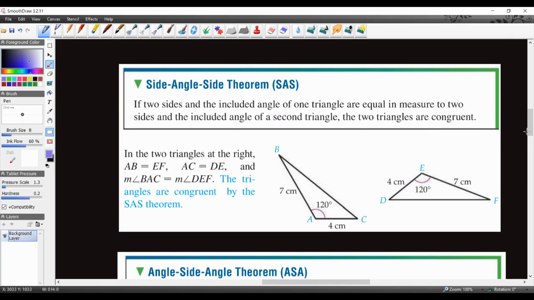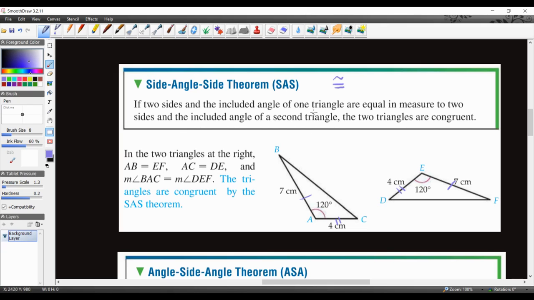Side angle side. So this one, again, not to be confused with the one before, is a congruence postulate where the sides are exactly the same. So it's not the proportion anymore, it's the actual measure. So this is 7, this is also 7, okay? And this is 4, and this is also 4. And the included angle is equivalent. So 120, 120. Okay, so it follows this pattern of side angle side.